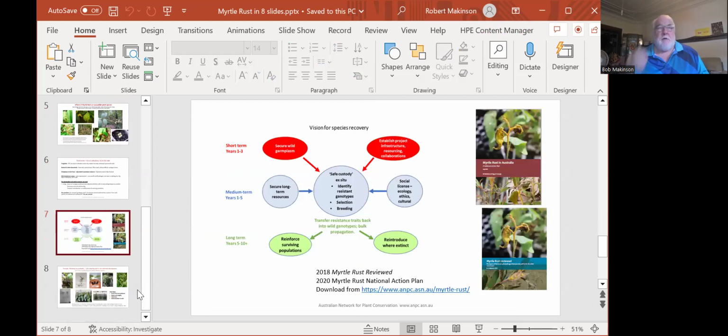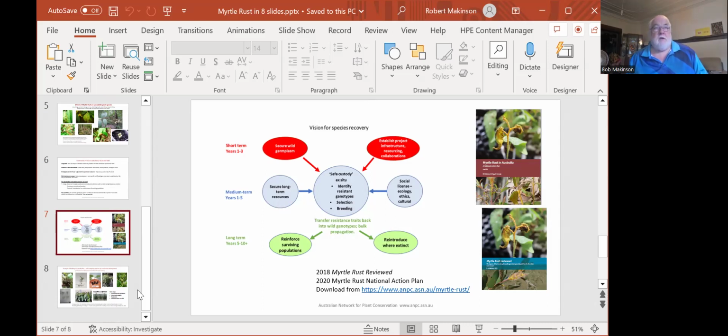So the vision for species recovery looks something like this. For the most severely affected species, we have to secure as much of the wild germplasm as we can accommodate quite quickly. The window of opportunity for some species is closing extremely rapidly. They simply won't be there. They will be effectively extinct or too hard to find in the wild very, very soon.